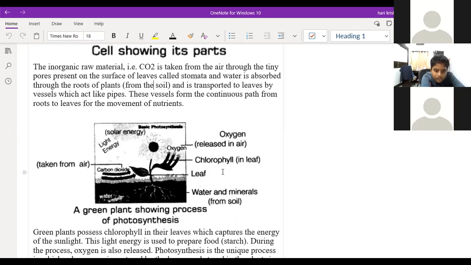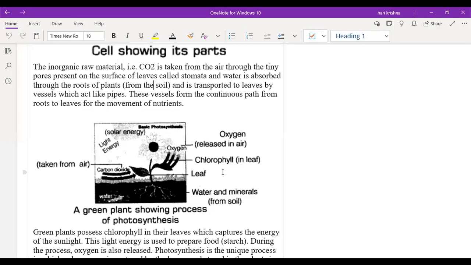Chlorophyll is a green pigment in leaves. It is used to trap the light energy from the sun in order to perform photosynthesis. Okay, good. So chlorophyll is a green-colored pigment present in the plant.